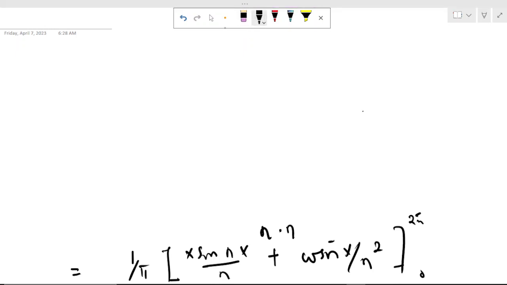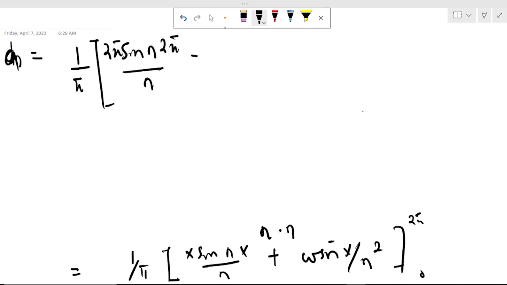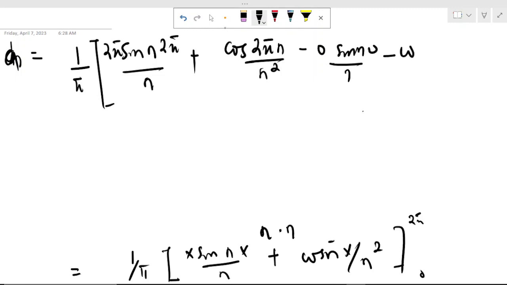So now let's plug in our values. Putting 2 pi first, we have 2 pi sine n 2 pi over n plus cos 2 pi n over n squared, then minus 0 sine n 0 over n, minus again cos n 0 over n squared. And here we have 1 over pi.